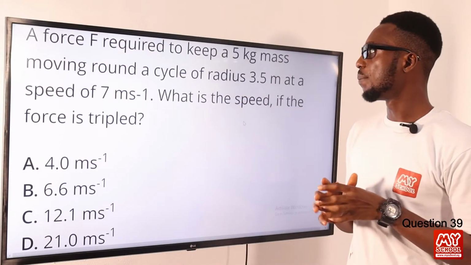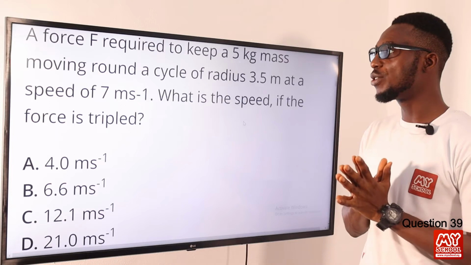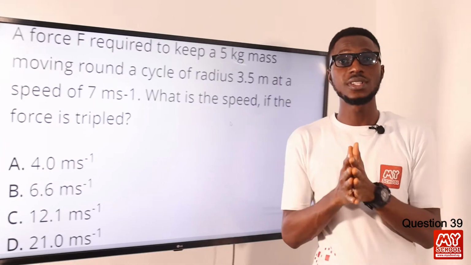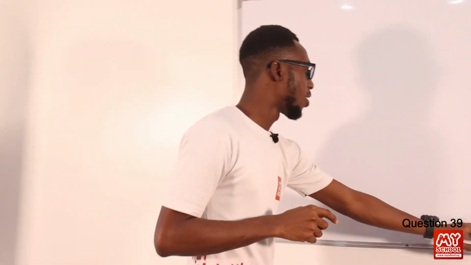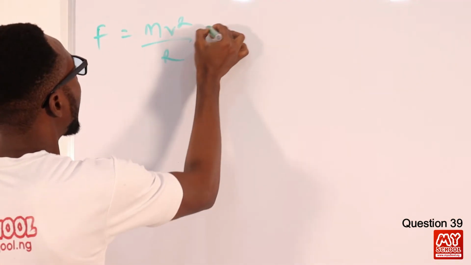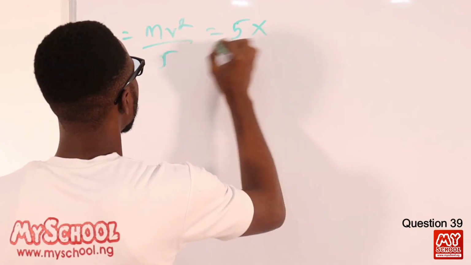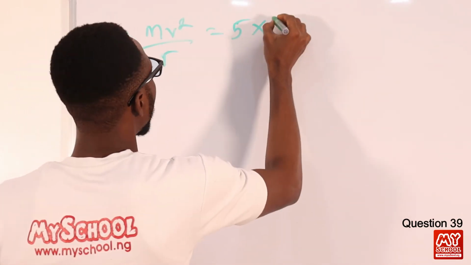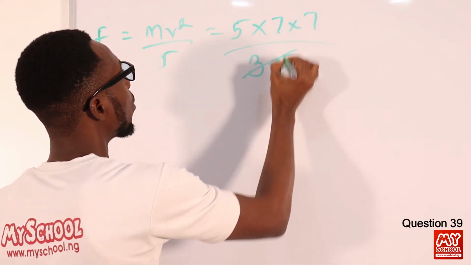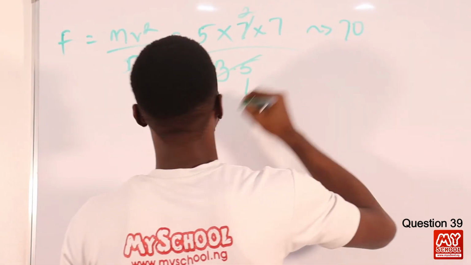A force F required to keep a 5 kg mass moving around a circle of radius 3.5 meters at a speed of 7 meters per second. Okay, so what is the speed if the force is tripled? So this is a concept around centripetal force. Okay, and we have it like this, m v square over r. So I can use small r for radius. So I have my mass as 5, then the v is given as 7, that's 7 times 7. Then the radius is actually 3.5. So I know 3.5 here 1, 3.5 here 2. 2 times 5, that is 10. 10 times 7, that is 70. All right, 70.